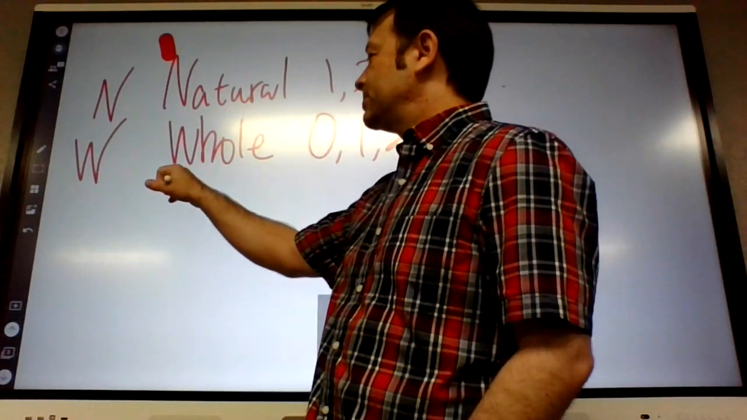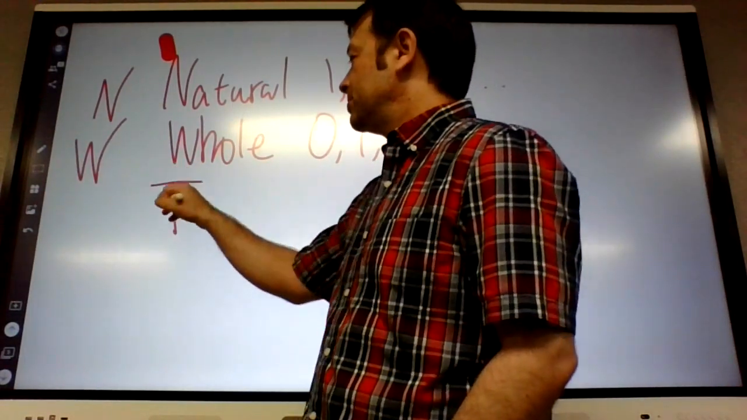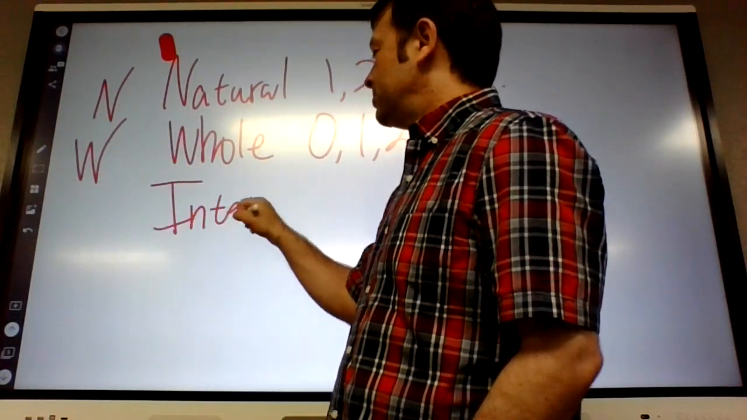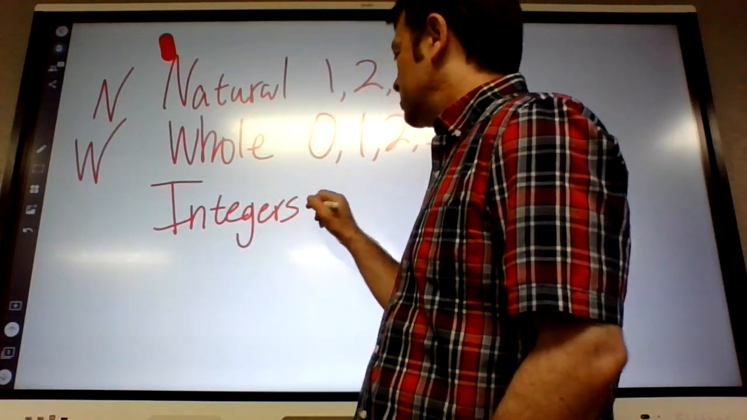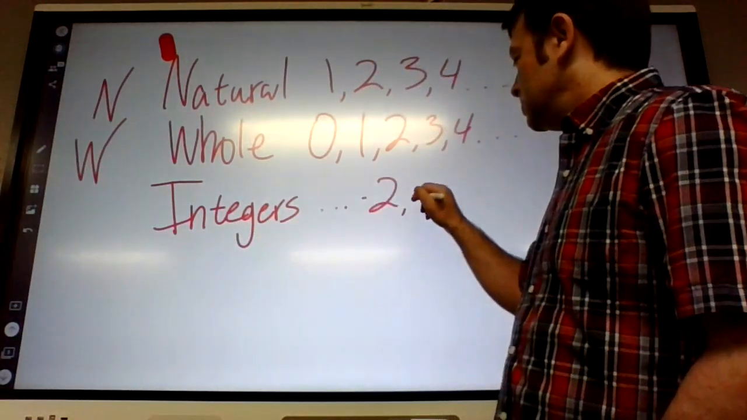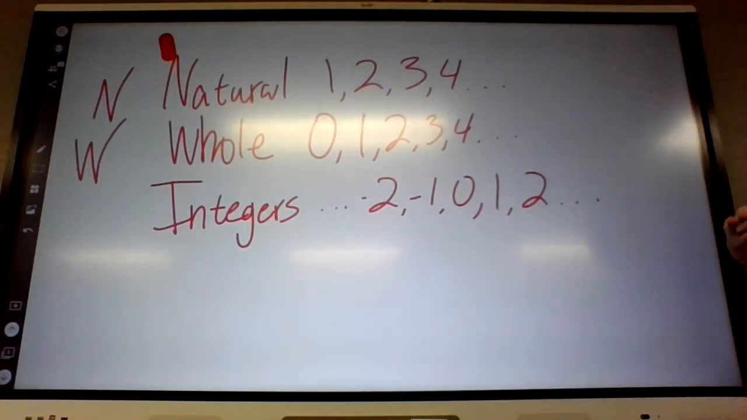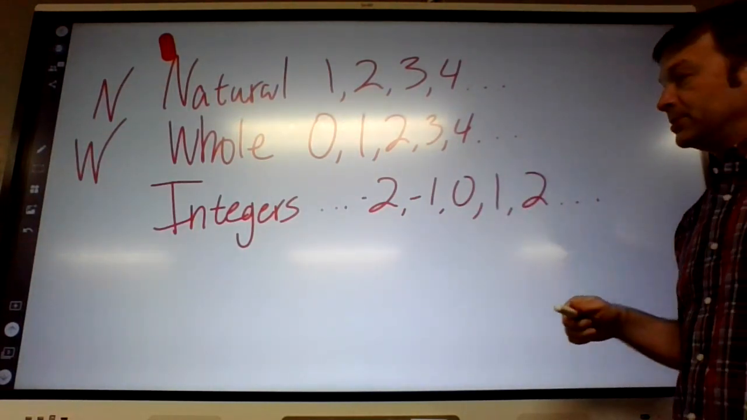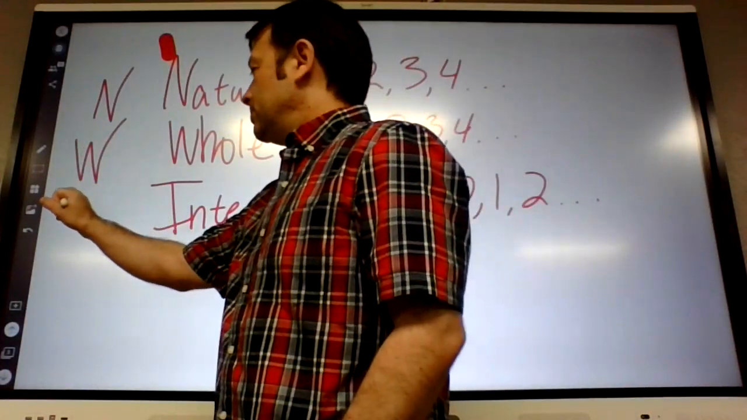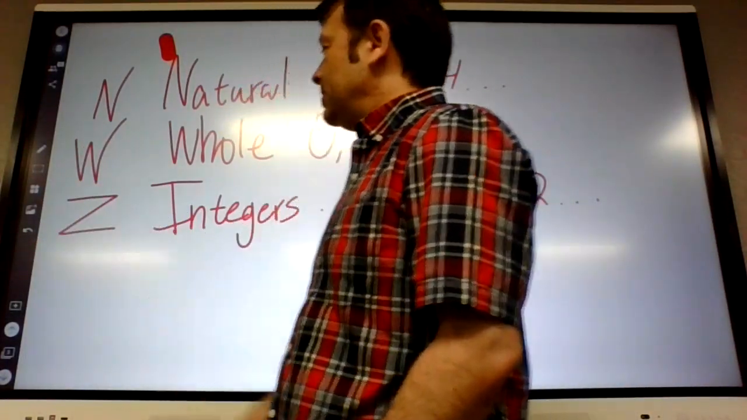What came after whole numbers? Integers. Which include what? Negatives. It does include positives too. It's all the whole numbers and all the opposites of the whole numbers. So that one you can use a Z to represent.